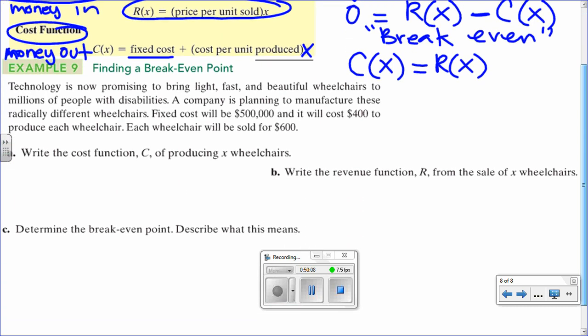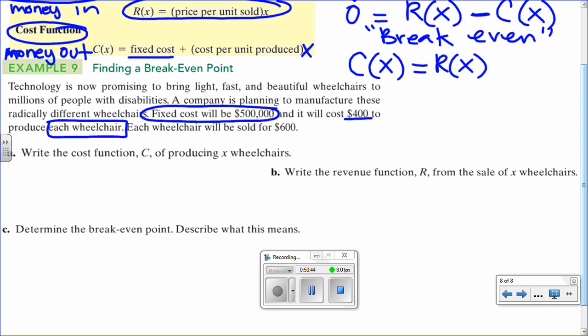Okay, so here to find a break-even point, we have technologies now promising to bring light, fast, and beautiful wheelchairs to millions of people with disabilities. I hear a lot of people talking. So, companies planning to manufacture these radically different wheelchairs, fixed cost will be 500,000. Okay, and it will cost 400 to produce each. So that will be the cost per unit.